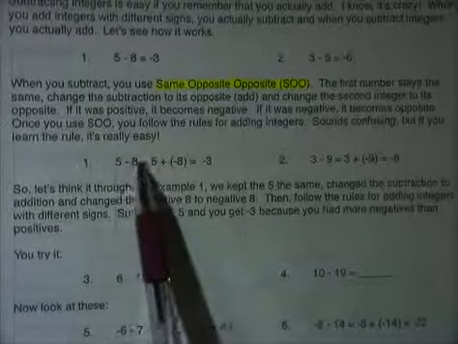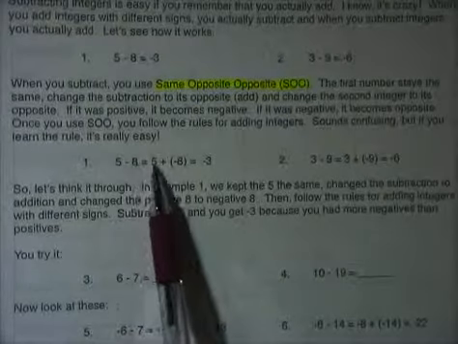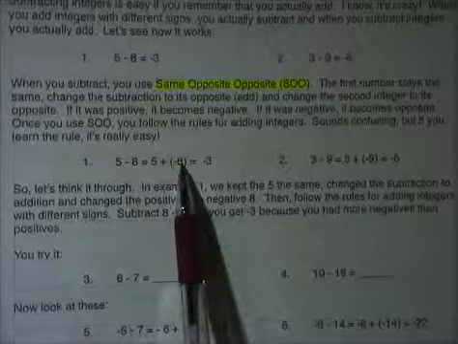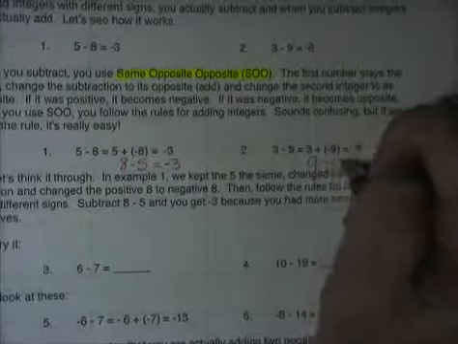So we have 5 minus 8 equals same opposite opposite equals negative 3, because remember I have more negatives than positives. I subtract 8 minus 5 and I get positive 3, but I had more negatives, so my answer is negative. Same with number 2. 3 minus 9 is same opposite opposite. I subtract the 2. I had more negatives than positives, so my answer is negative 6.